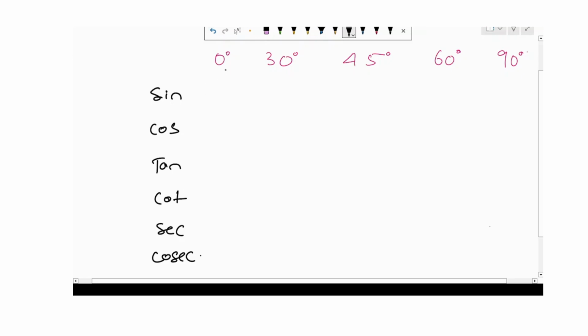So first let's start with sine. All you have to do is just remember the first line, the entire sine values for 0, 30, 45, 60 and 90. Sine 0 is 0, then half, 1 by root 2, root 3 by 2 and 1. Just memorize this first line. Cos will be the reverse of the sine values.